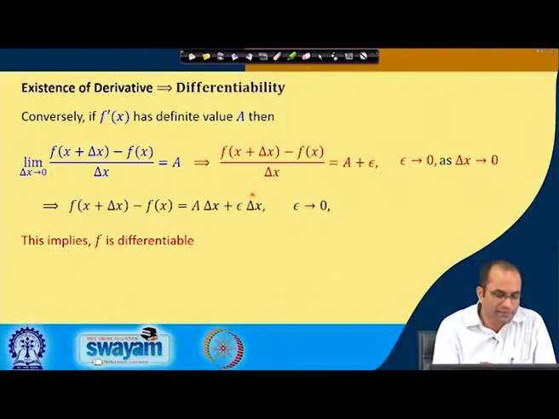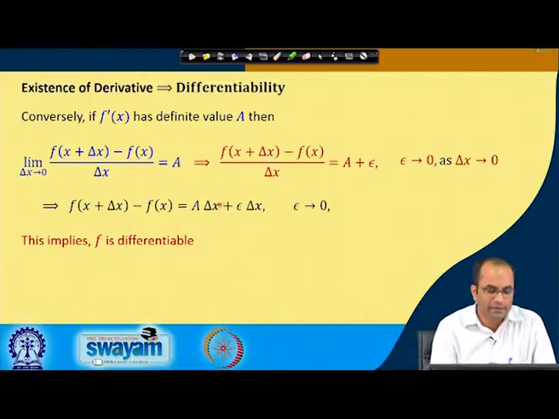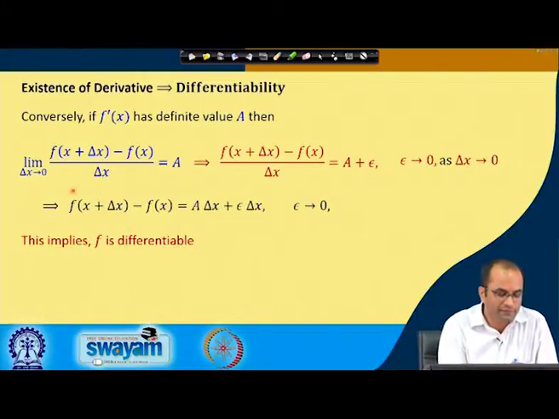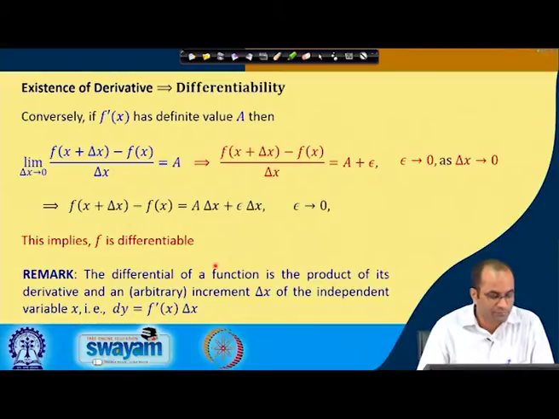And now this implies, because we got this expression, that this difference, which we can also call delta y, can be written as A times delta x plus epsilon delta x. This A was independent of delta x because it was the limiting value. So A was free from delta x, and now we get that f is differentiable, because that was the definition of differentiability. So this implies that f is differentiable.